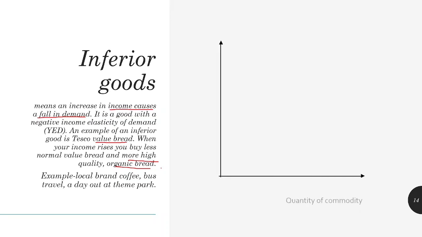Graphically, on the x-axis we have quantity of commodity, on y-axis we have income, and the curve is downward sloping because income बढ़ रहा है and quantity demanded is decreasing.